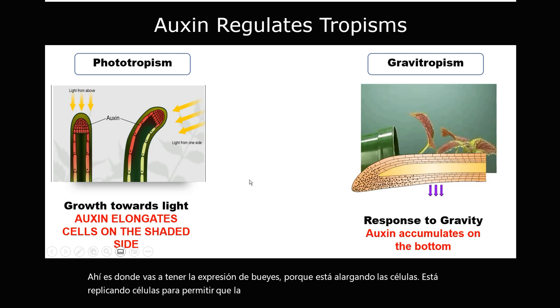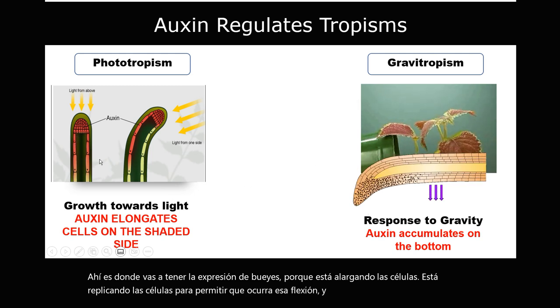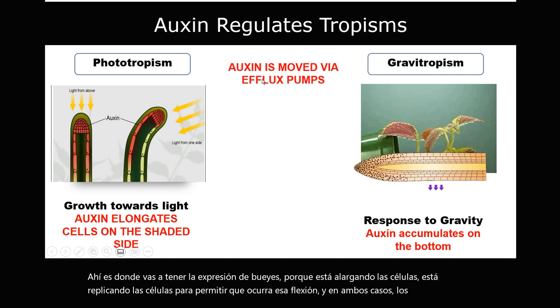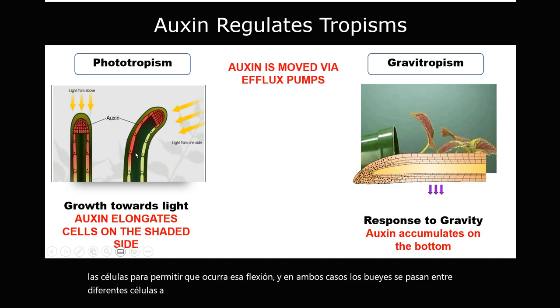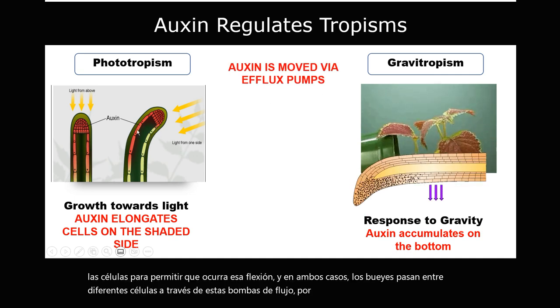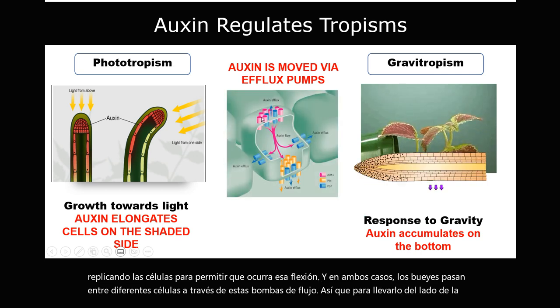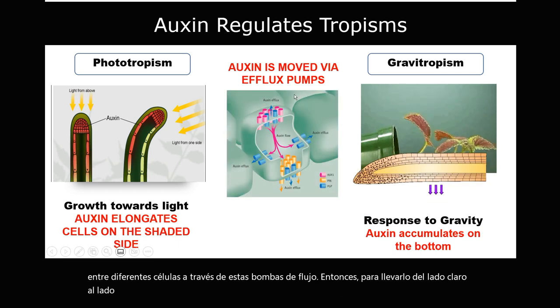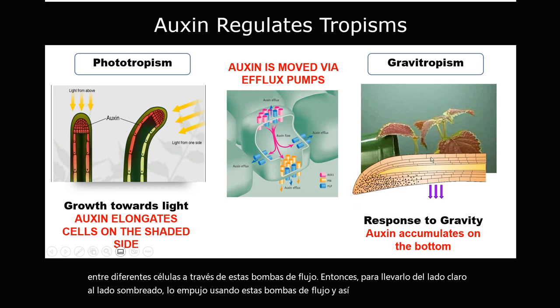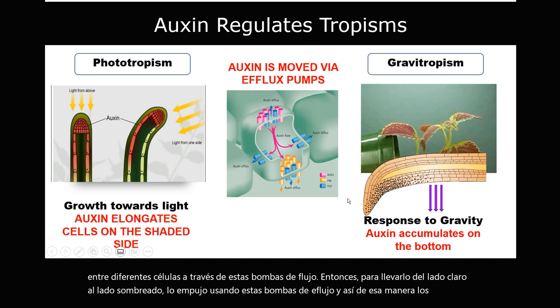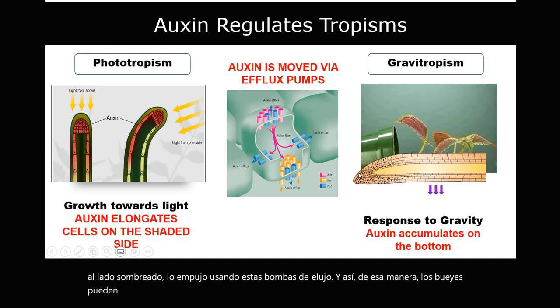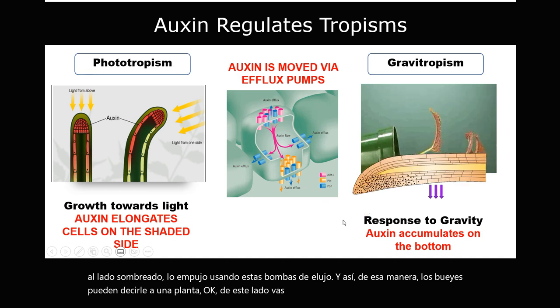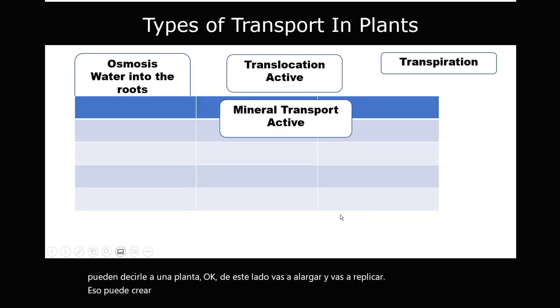And in both cases, auxin is passed between different cells via these efflux pumps. So to get it from the light side to the shaded side, I push it using these efflux pumps. And so in that way, auxin is able to tell a plant, okay, on this side, you're going to elongate and you're going to replicate so I can create a bend here. So that's how tropisms are governed.